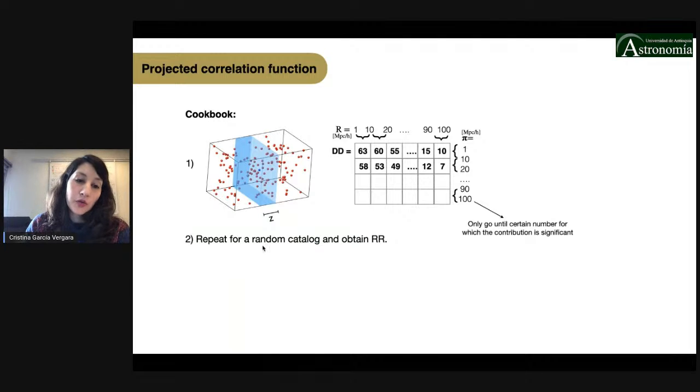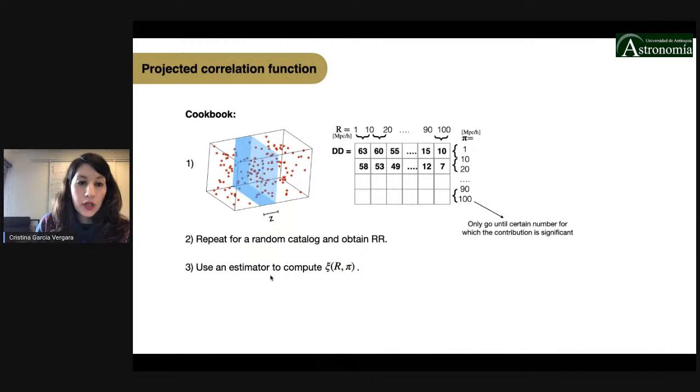In this case, you also have to create a random catalog, but you have to mimic the geometry of your survey in both dimensions, in the sky but also in redshift. But that is not a problem because you have the redshift information of your sources, then you can create a random catalog following the same redshift distribution. But you have to consider it. Then you can use any of the estimators that I showed before to compute the two-point correlation function.